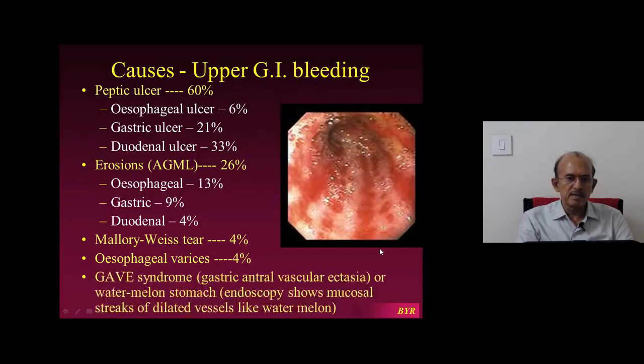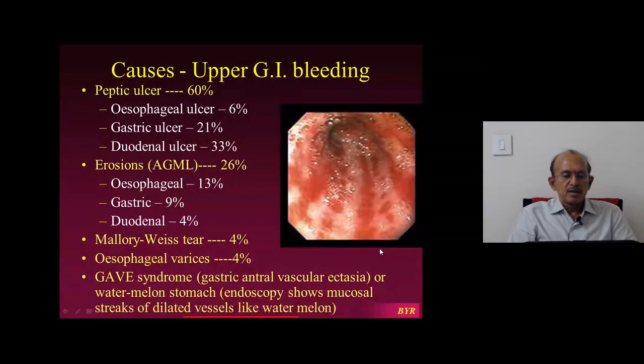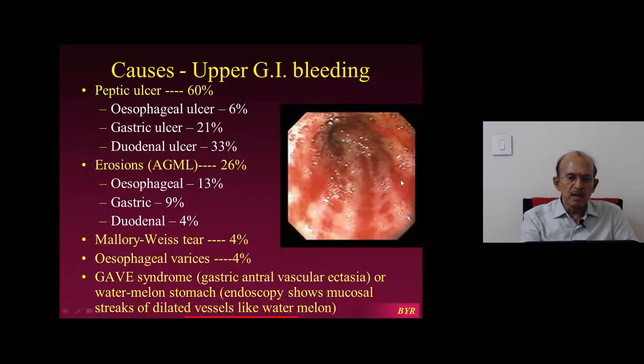Then esophageal varices. Then GAVE syndrome. That means gastric antral vascular ectasia. Ectasia means dilatation. So antral vessels have been dilated. Sometimes the vessels in the antrum are so much dilated, they will be seen as red streaks in the mucosa. So this gives something like a watermelon stomach. This is also called watermelon stomach. On endoscopy, you will see mucosal streaks of dilated vessels like that in the watermelon.